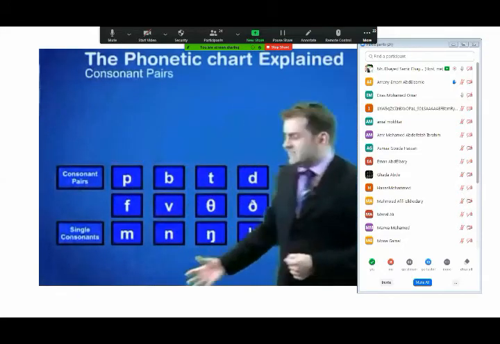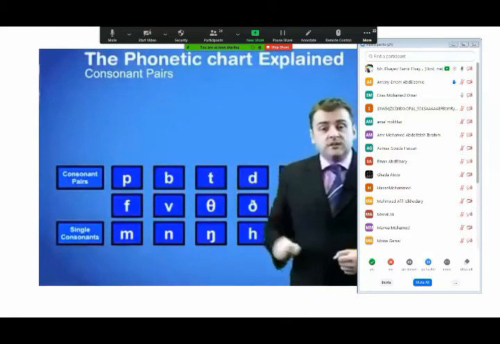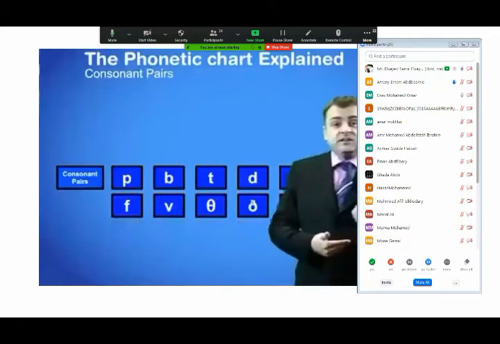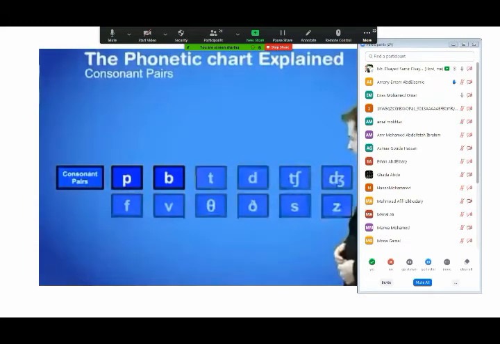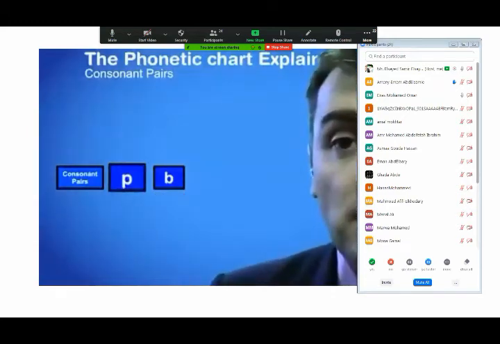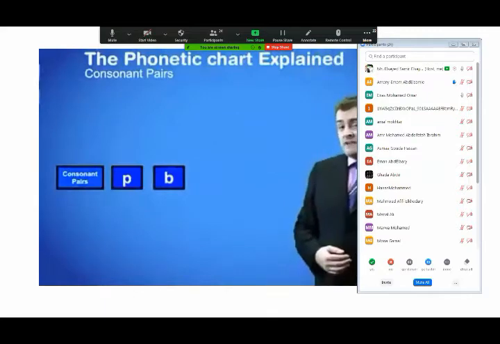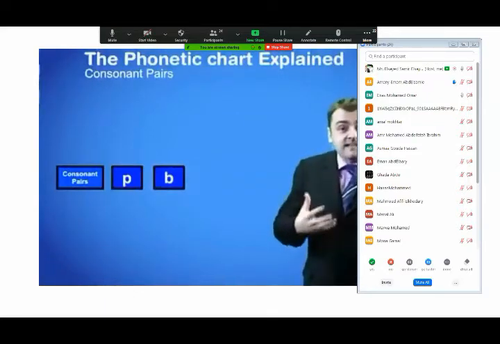The third section is the consonant sounds. The first two rows are sometimes called consonant pairs. This is because the sounds of each pair are produced in a very similar way. Let's look at the first pair. P and B. The sound is very similar, but the physical shape of the mouth is almost exactly the same.